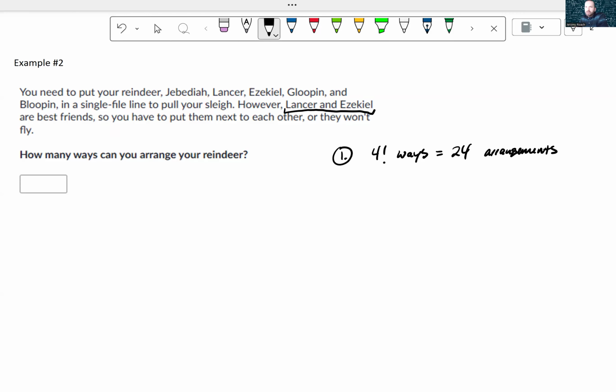Okay, now we want to arrange Lancer and Ezekiel inside what I'll call their block. So for Lancer and Ezekiel, it can either be Lancer and Ezekiel, or it could be Ezekiel and Lancer. These reindeer are all pulling the sleigh in a specific order in a straight line. So those are our only 2 options for those. We would write that as 2 factorial ways, which just so happens to equal 2 times 1, giving us 2 arrangements.